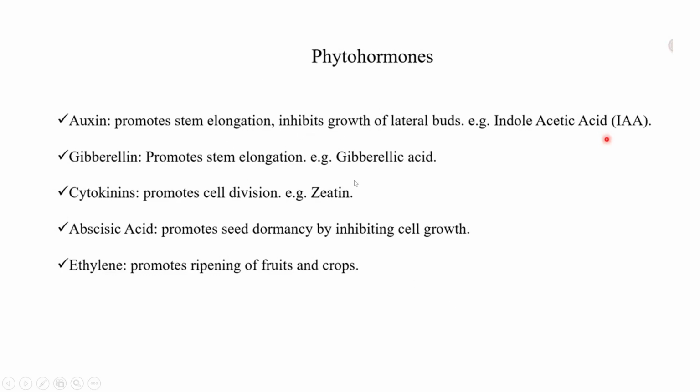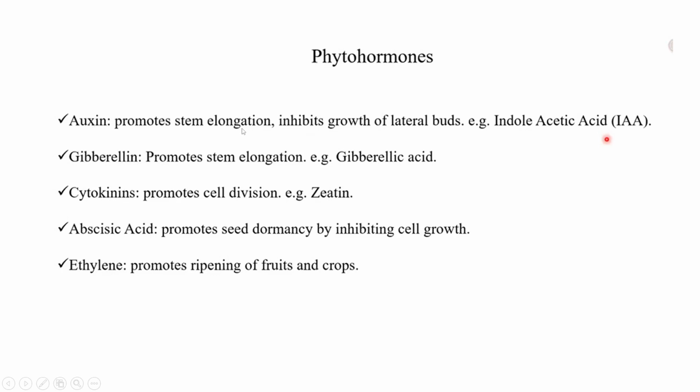So this is regarding the phytohormones which are present in plant cells. Now we'll discuss the different types of hormones present in plant cells and their functions. This is important because these hormones play a role in the growth of the plant in different processes. There are five main types of hormones: auxin, gibberellin, cytokinin, abscisic acid, and ethylene.